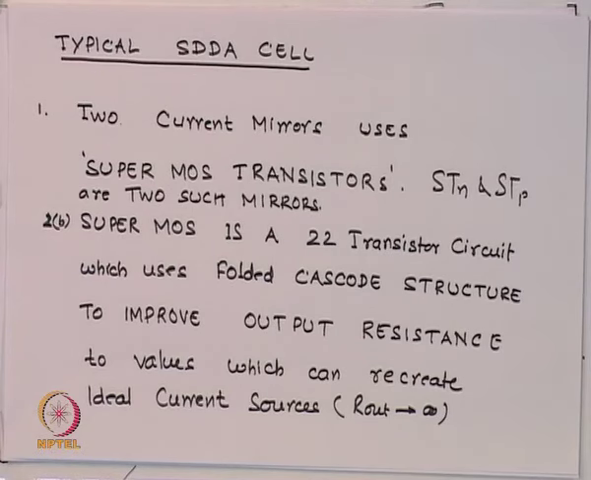They use super MOS transistors. We will show you what they are. A typical super MOS transistor is a 22 transistor circuit using a normal folded cascode structure, which improves output resistance in a very, very large fashion. Please remember, if the cascode gain is 1000 or 10,000, then the R output will be that gain times the output resistance available for a single MOS transistor. So, it boosts up the output resistance.